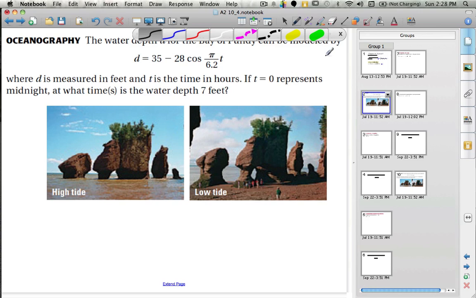One type of problem we might solve using these skills is the water depth D for the Bay of Fundy, which has this model. The Bay of Fundy is known around the world because it has really extreme high and low tides. This is what it looks like at high tide, and at low tide all of this has been exposed. Tides follow a function like a sine or cosine curve because they go down and come back up again, and go down and come back up again. This is the type of problem we might take a look at.